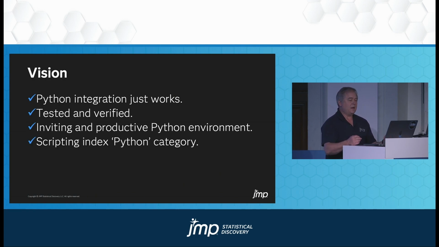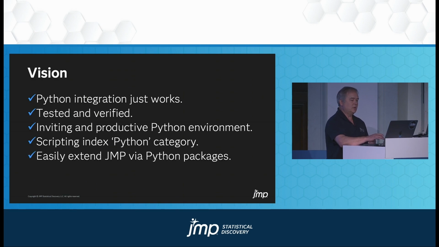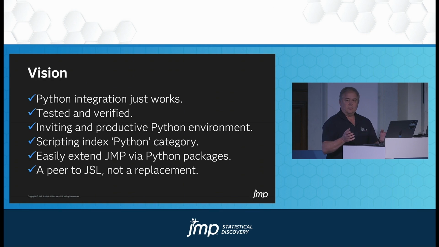Further, we've added a new Python category in the scripting index, which allows you to see all of the help and examples. We've created an import jmp package that you'll use from your Python to be able to get at JMP's internals, what we've opened up from Python. We've also added a Python directory in the sample scripts carrying a bunch of example scripts. Further, we want to be able to easily extend JMP with additional Python packages. JMP does a whole lot, but there's an awful lot available from Python. Think of Python as a peer to JSL, not a replacement.